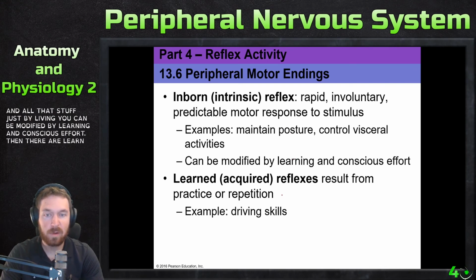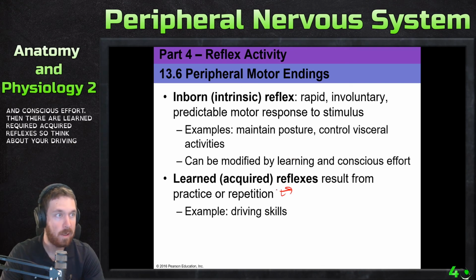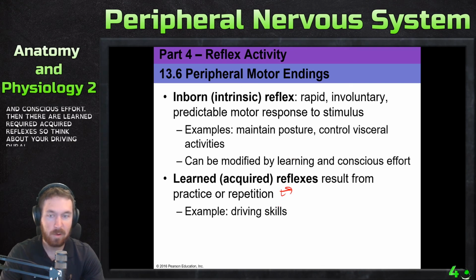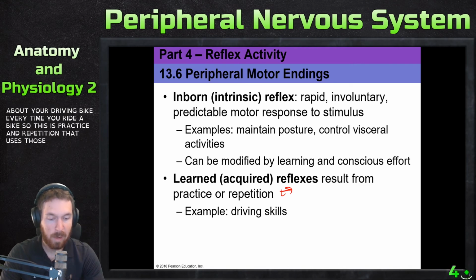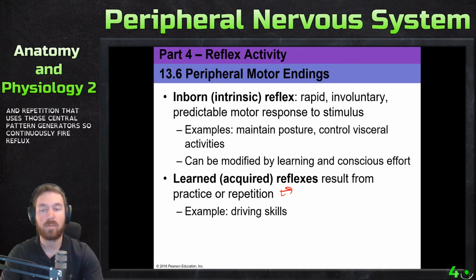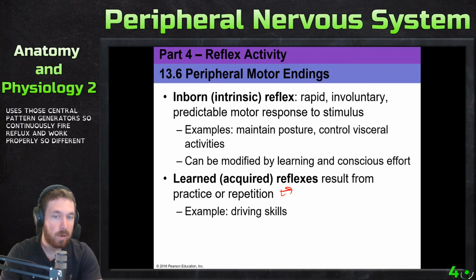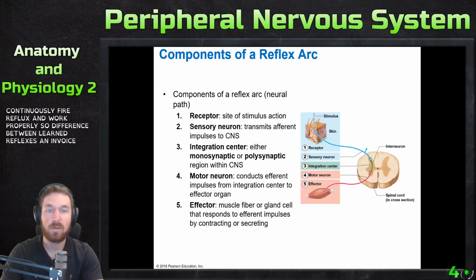Then there are acquired reflexes. So think about your driving skills, riding a bike. You don't have to relearn how to ride a bike every time you ride a bike. So this is practice or repetition. It uses those central pattern generators so it continuously fires a reflex and works properly. That's the difference between learned reflexes and inborn reflexes.